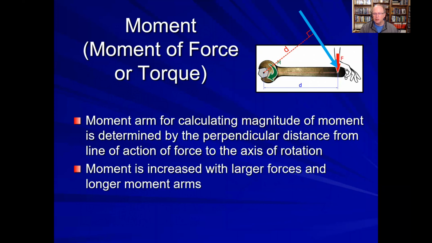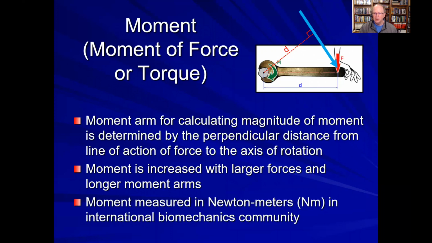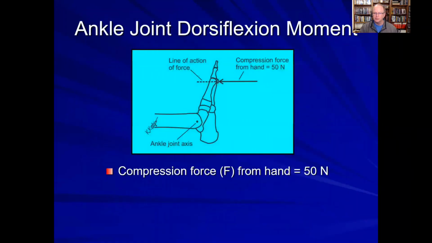So using the equation, moment equals moment arm times magnitude of the force, any moment is going to be increased if it has a larger force or a longer moment arm. And in the international biomechanics community, moment is measured in Newton meters. In other words, force times moment arm is going to be Newton meters.